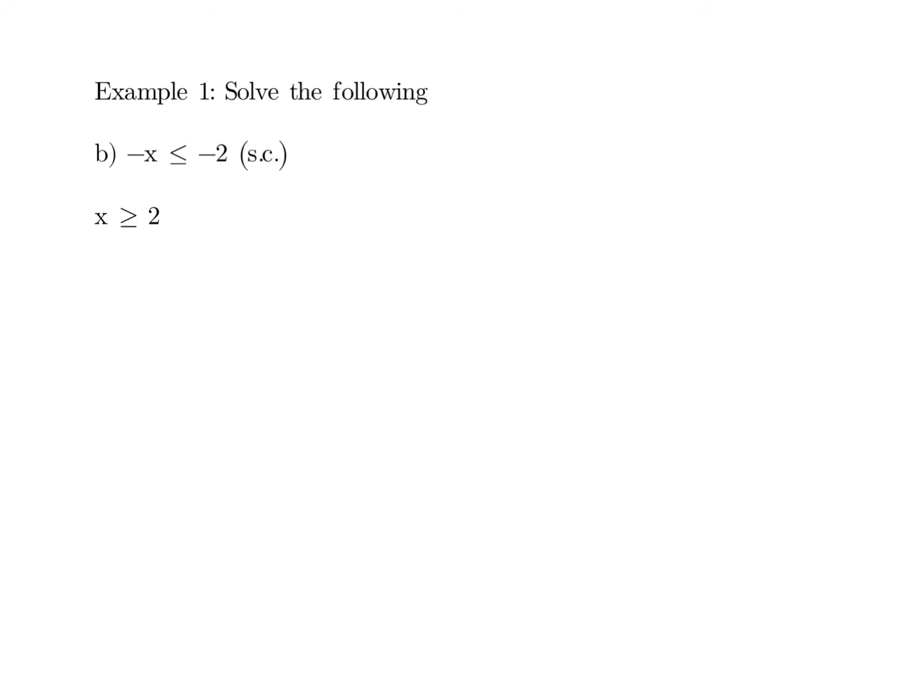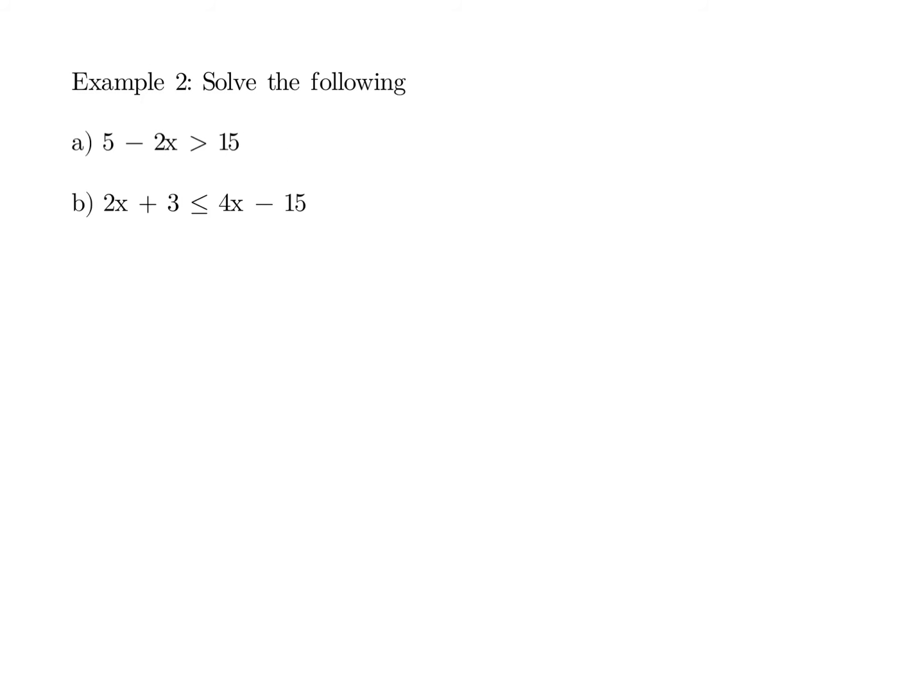With the second one, negative x is less than or equal to negative 2. So we do a sign change to remove the negative from in front of the x. So you get x greater than or equal to 2. So the less than or equal to changes to greater than or equal to.